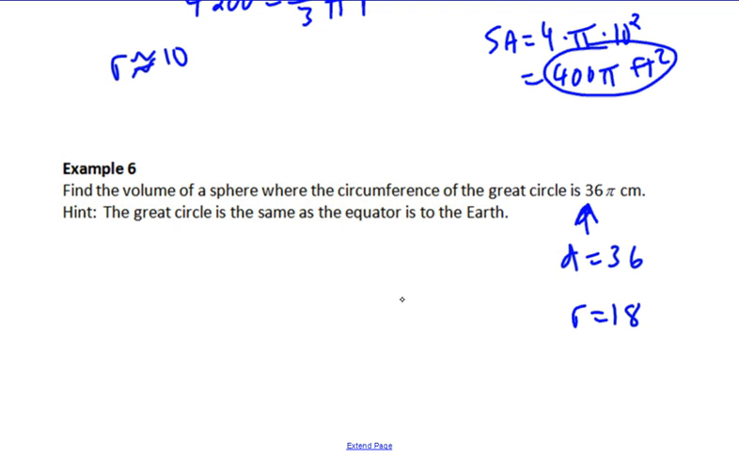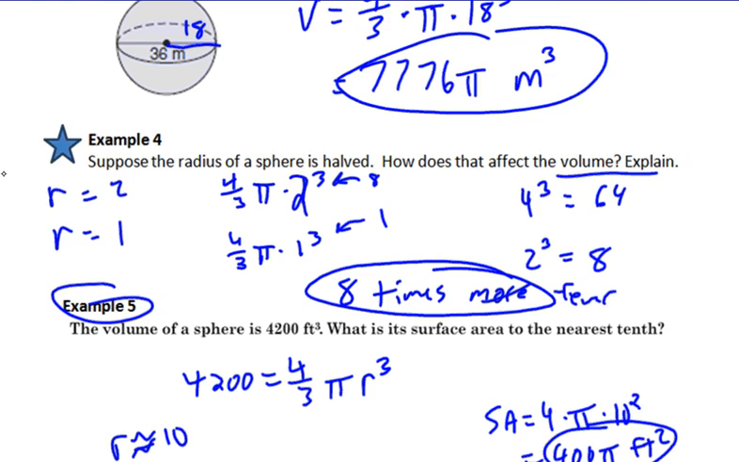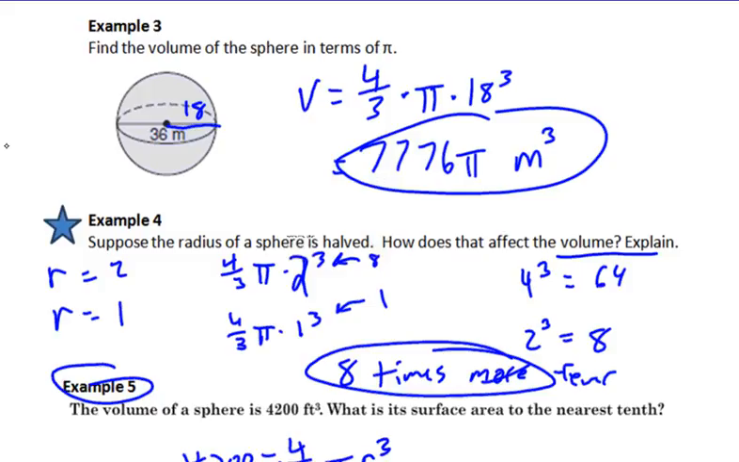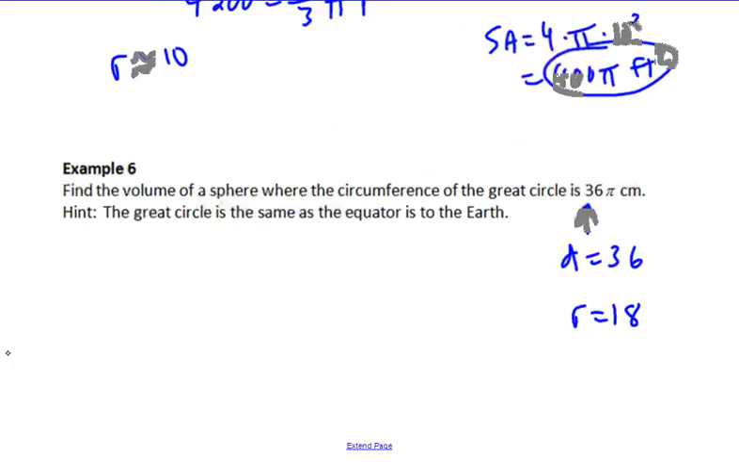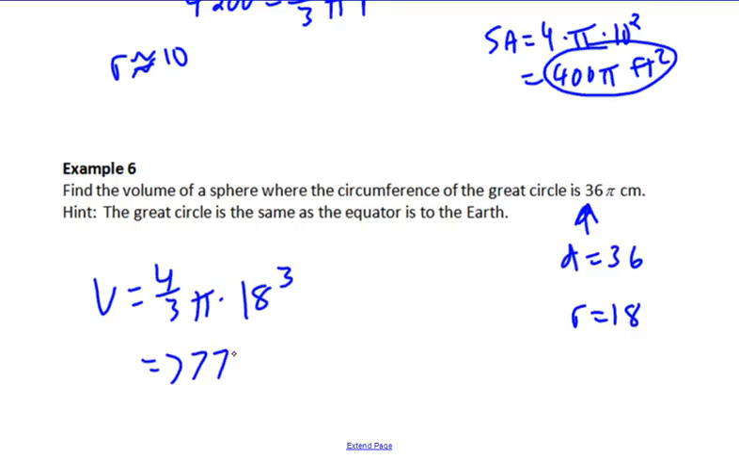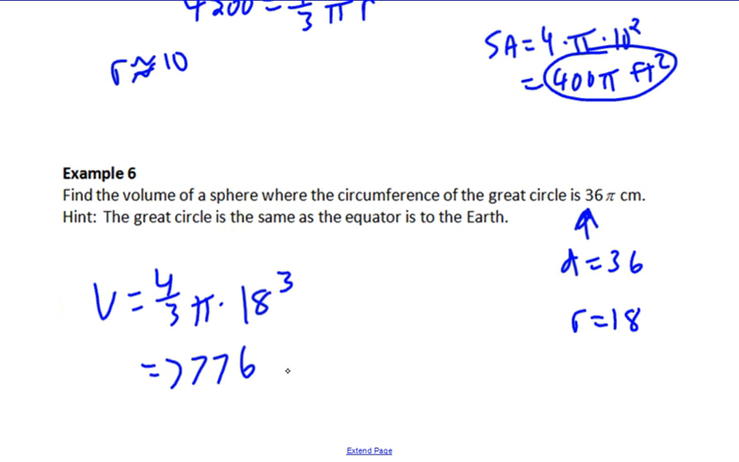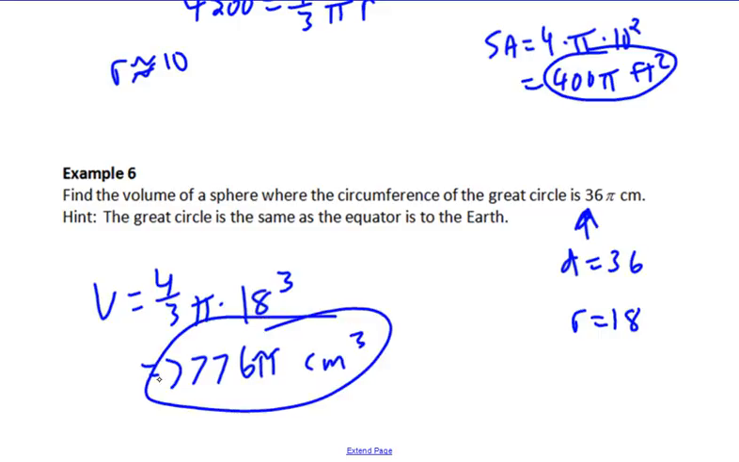Well, if you look up here, that is going to be exactly like this one we did up here. The radius is 18, so volume would be 4/3 pi times 18 cubed, which we got 7,776, I believe, pi centimeters cubed. And that's the last one we're going to do right now.